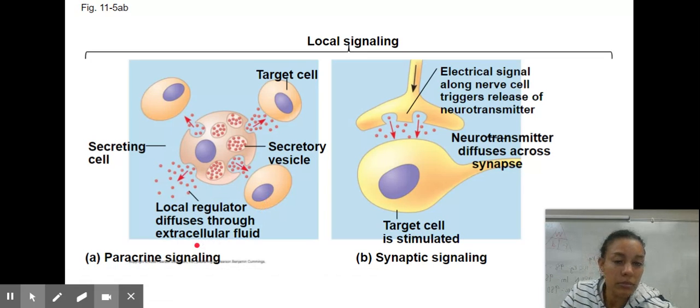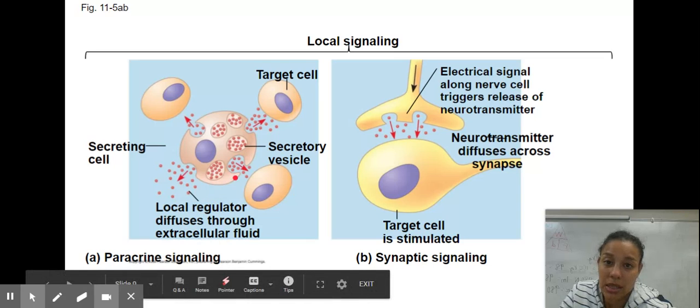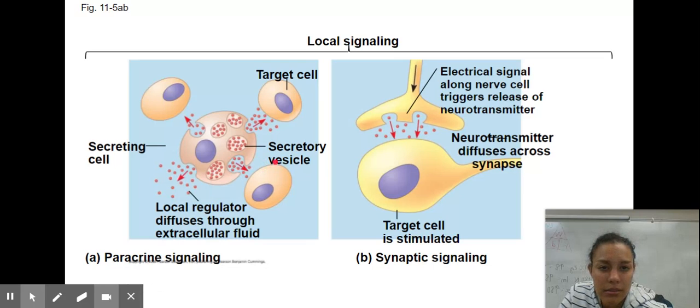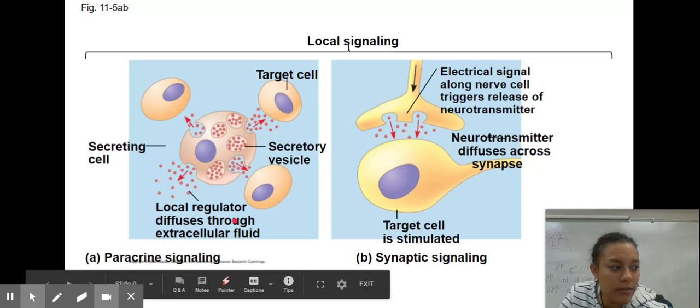Paracrine is going to be a little bit more specific for distance. This is interesting. What did I just say? Paracrine. Oh, sorry, paracrine is for neighboring cells, right? They aren't directly in contact with each other.